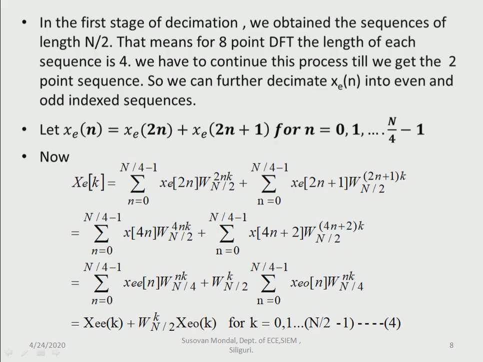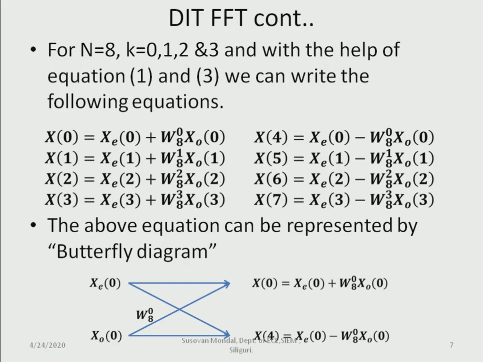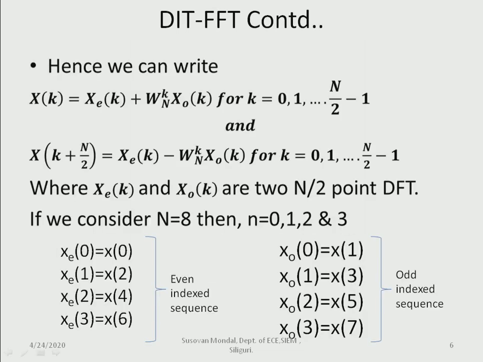Now we have even indexed and odd indexed sequences. This even indexed sequence, x even of 0, x even of 1, x even of 2, x even of 3, can again be decimated.